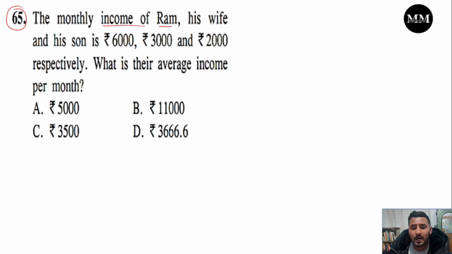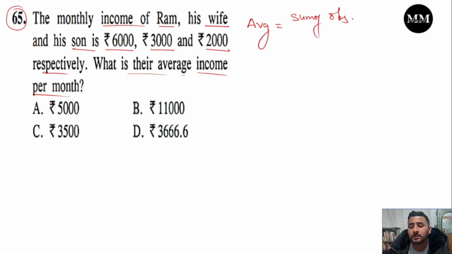The monthly income of Ram, his wife, and his son is rupees 6,000, 3,000, and 2,000 respectively. What is their average income per month? So they're asking about average income. We have already given you the formula of average. Average is equal to sum of observations divided by number of observations.